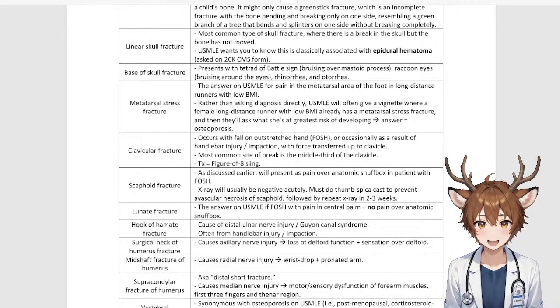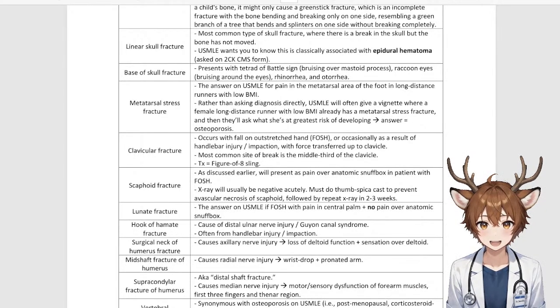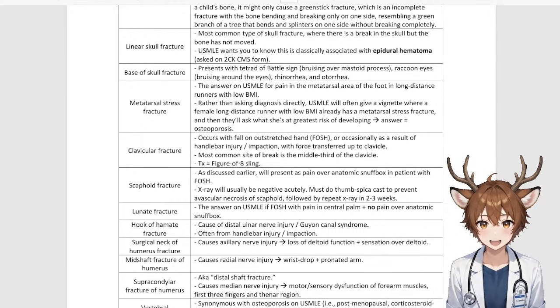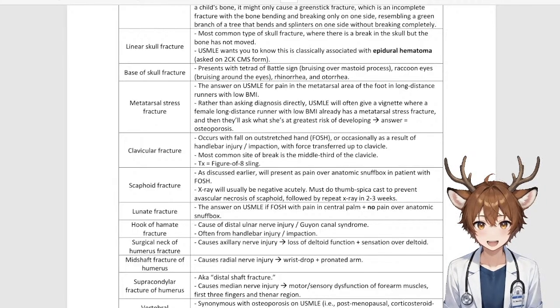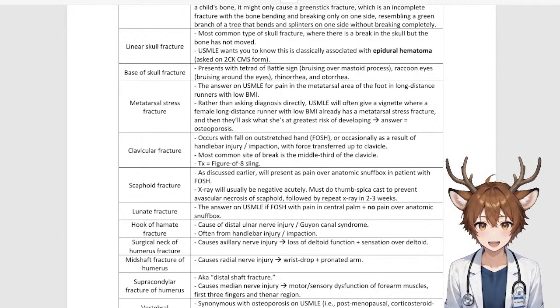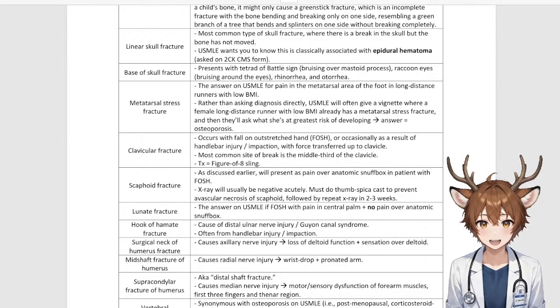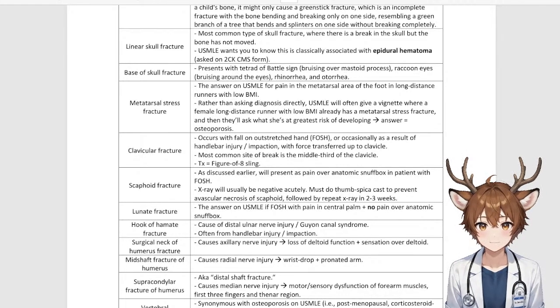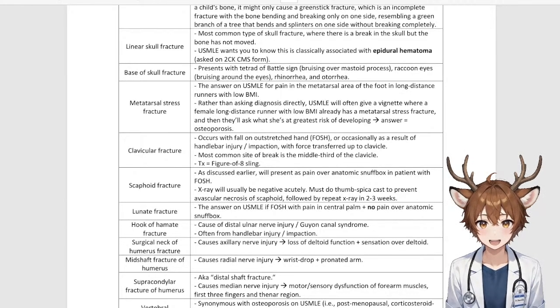What about metatarsal stress fracture? Well, the answer on USMLE for pain in the metatarsal area of the foot in long-distance runners with low BMI. Rather than asking the diagnosis directly, USMLE will give a vignette where a female long-distance runner with a low BMI already has a metatarsal stress fracture. And then they'll ask you, she's at greatest risk for developing what? Osteoporosis.